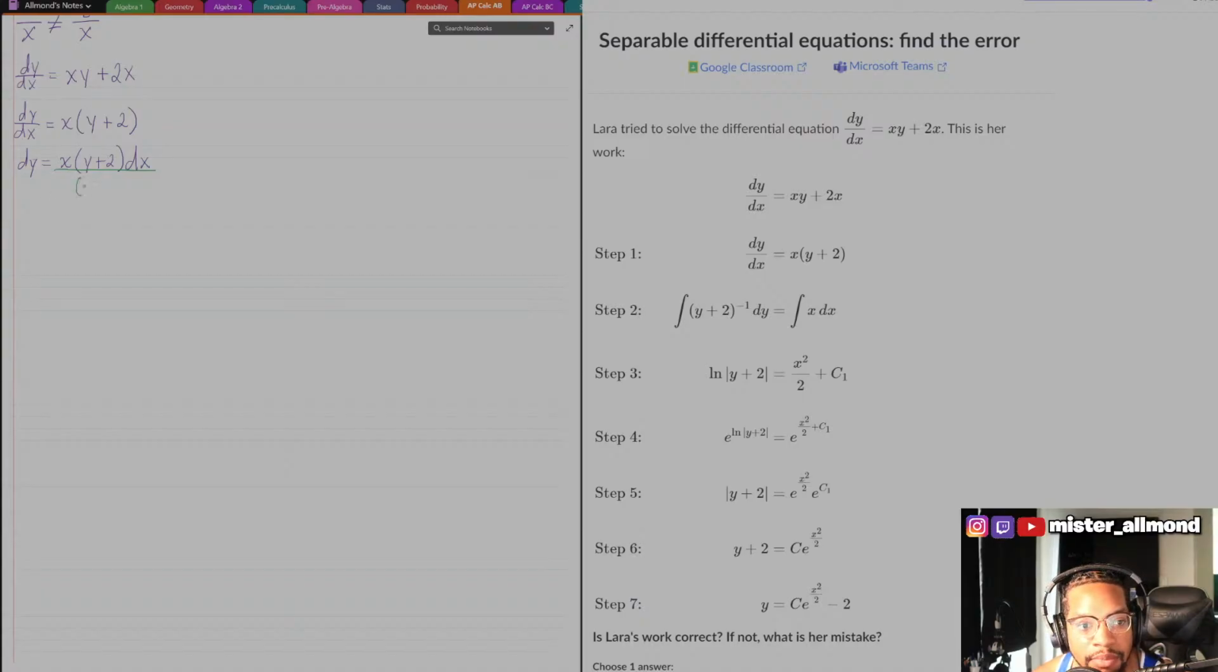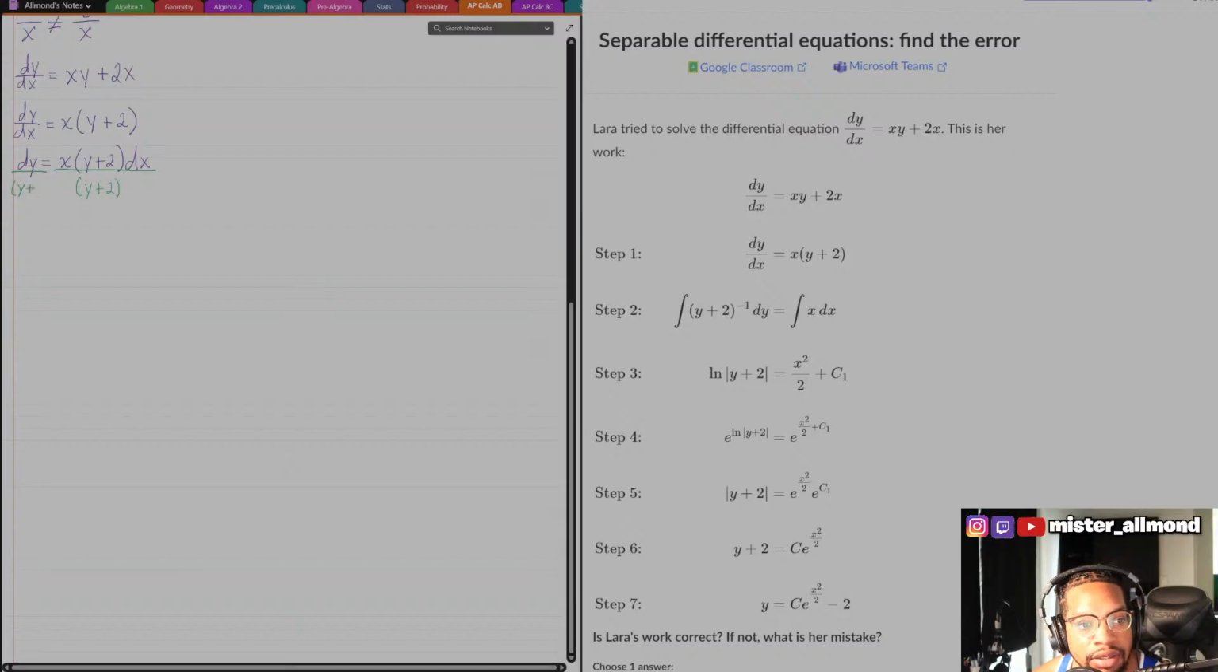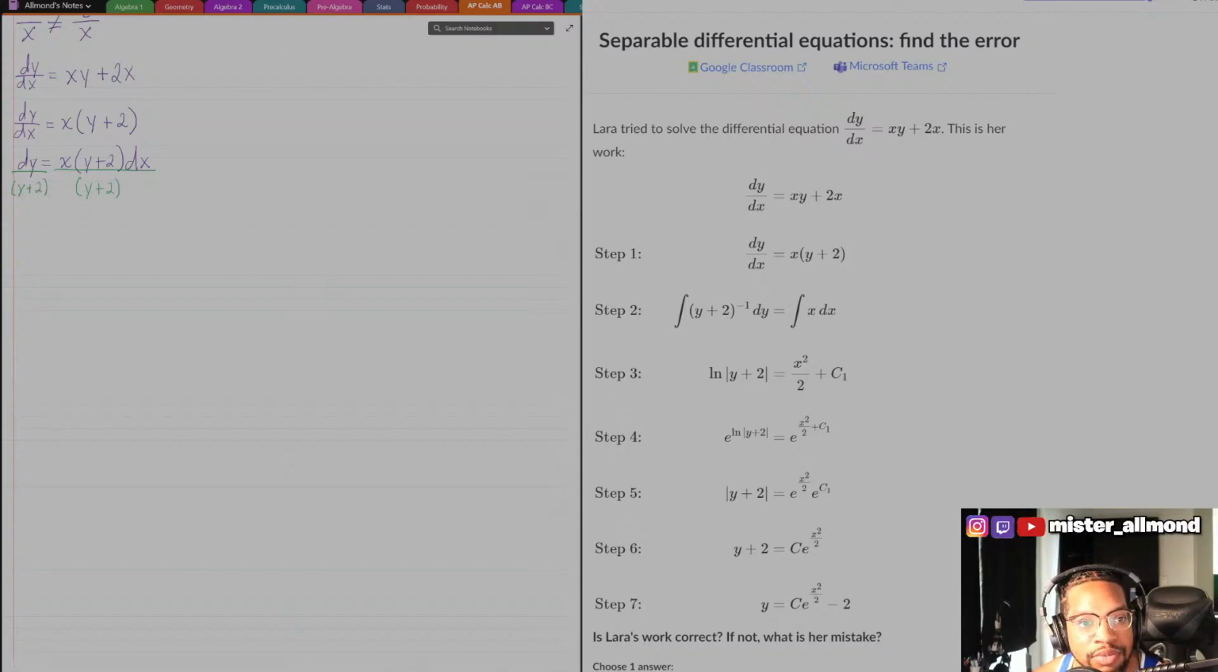So I'm gonna divide by y plus 2. That'll make it to where I don't have any y's on the right side. And then I'm gonna divide by y plus 2 on the left. Okay, how am I looking? I'm looking good.